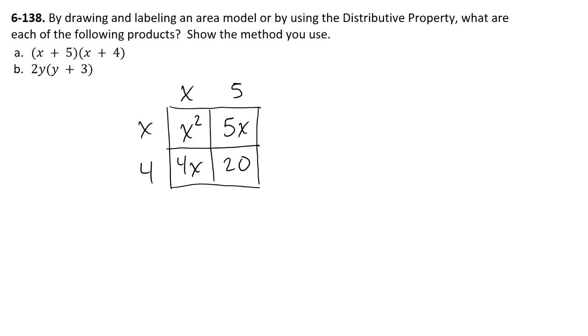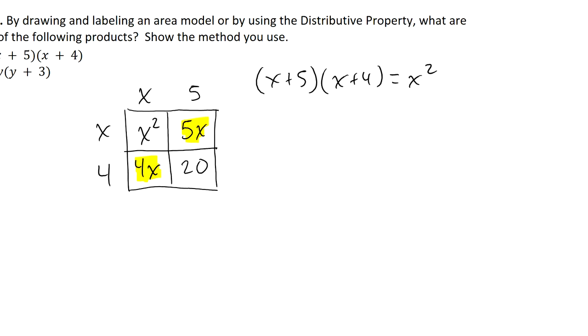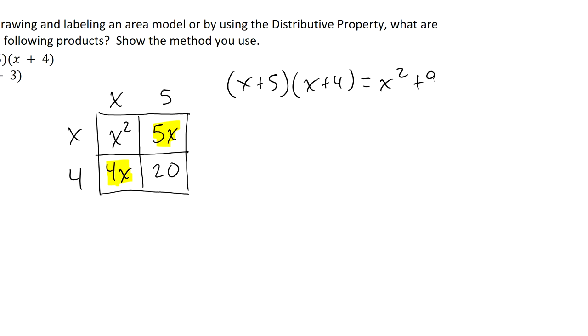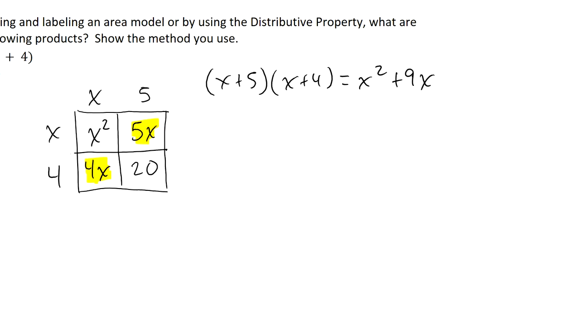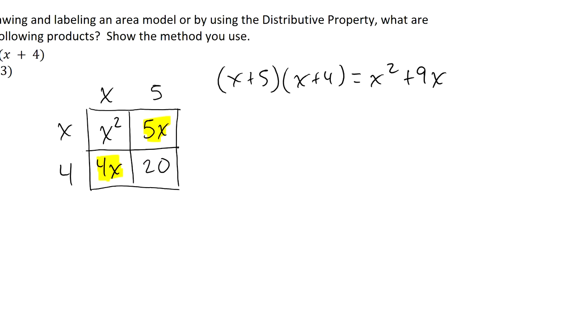Two of them are like terms, right? Definitely 5x and 4x have the exact same variables and exponents on those variables. So they're like terms. I can combine them. So this product, when I multiply x plus 5 times x plus 4, I do get x squared, and then I'm going to write plus 9x. And if you think about it, I think you can see why, right? 4 of the x's and 5 of the x's is 9 x's, and then finally plus 20.